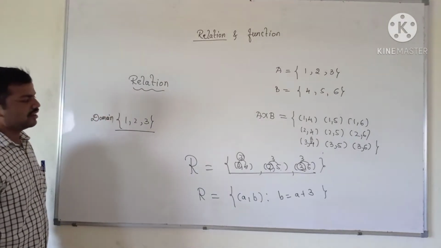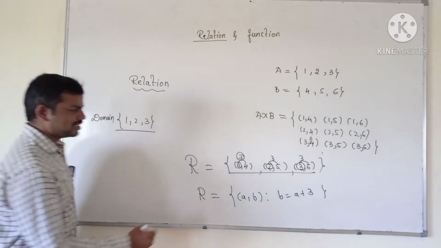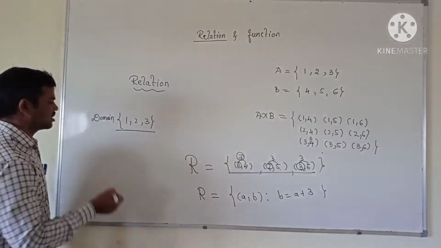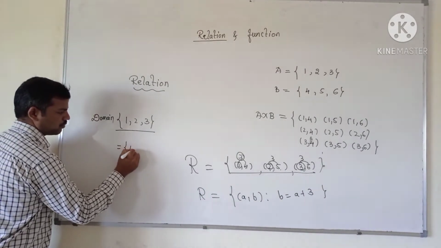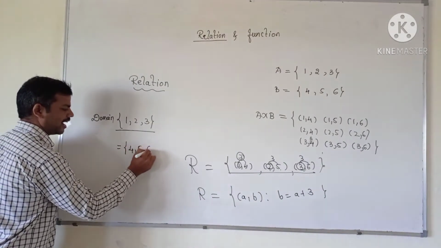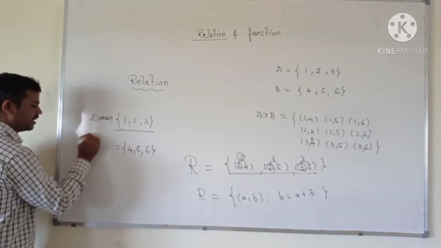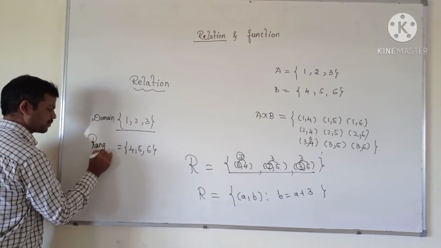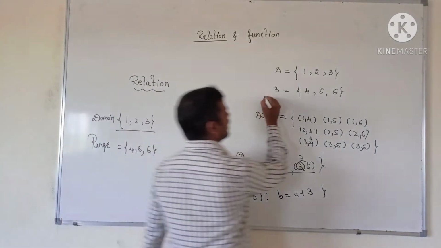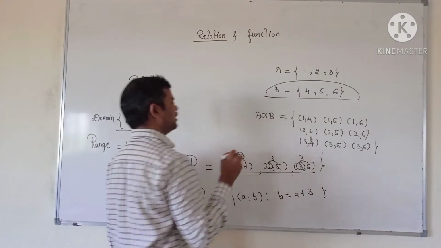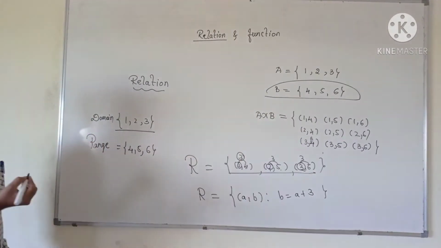We call it as a domain. What about the second element? The collection of the second element. What do we call the second element collection? So it is called as a range. In the set B, the whole set B is called as the codomain.